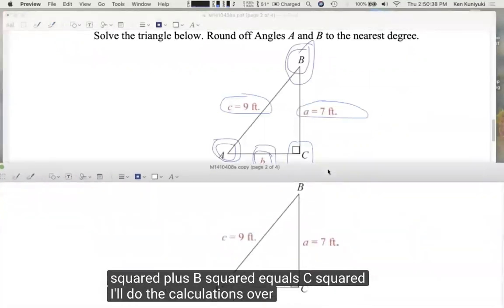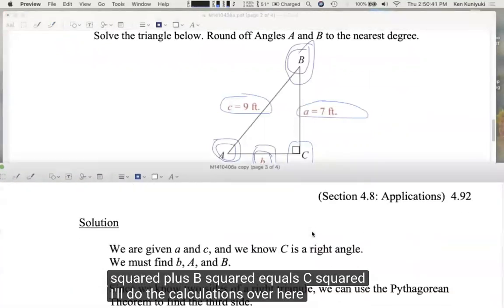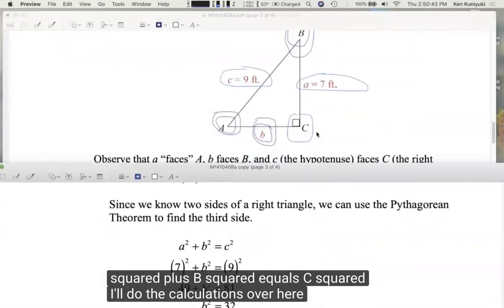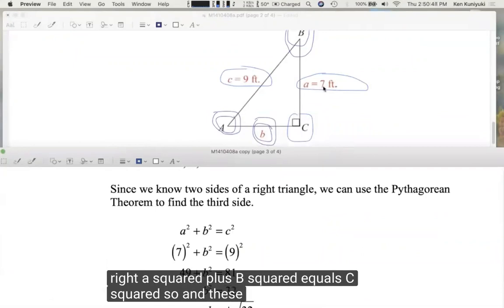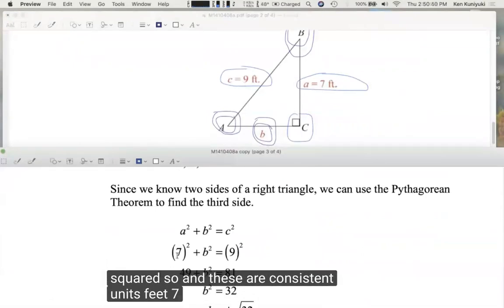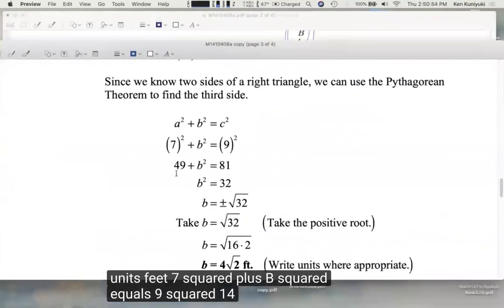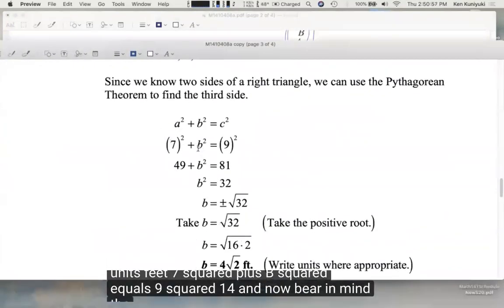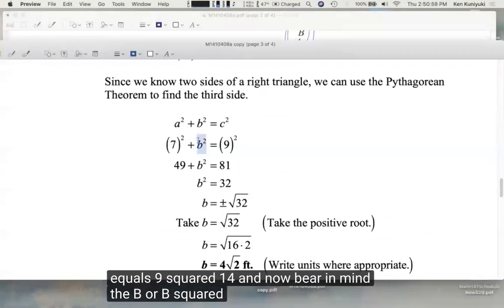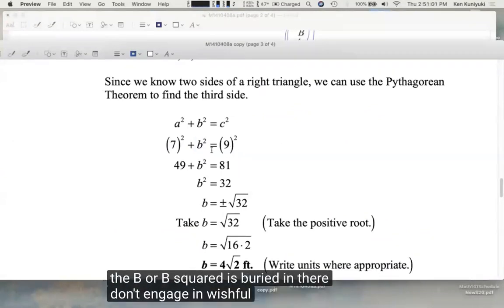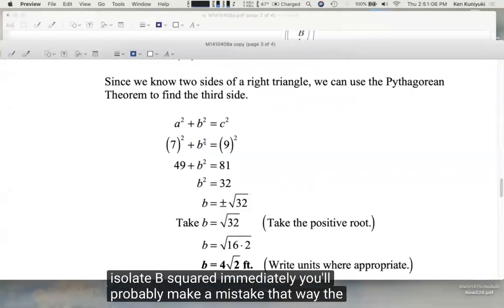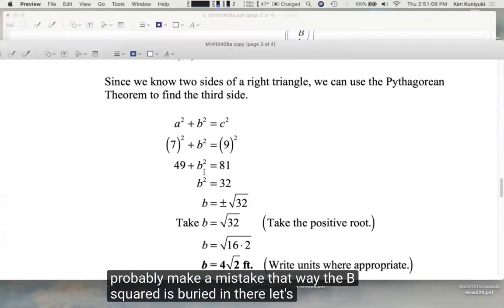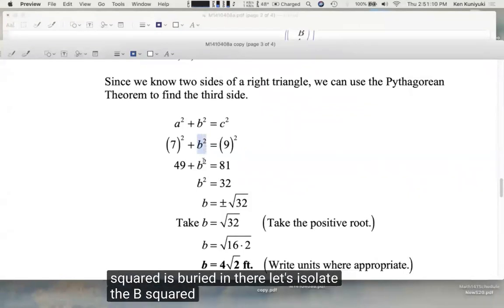I'll do the calculations over here. All right, A squared plus B squared equals C squared. So, and these are consistent units, feet. 7 squared plus B squared equals 9 squared. Now, bear in mind, the B squared is buried in there. Don't engage in wishful thinking and isolate B squared immediately. You'll probably make a mistake that way. The B squared is buried in there. Let's isolate the B squared.